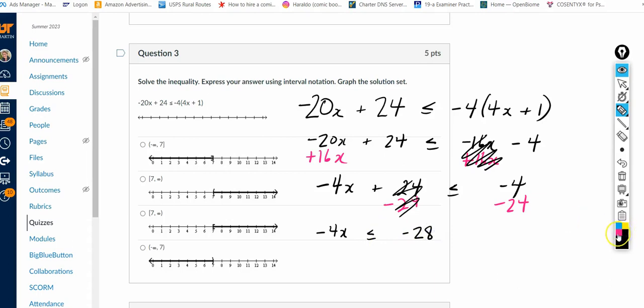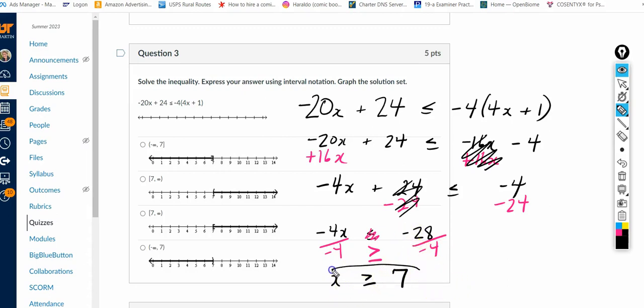Now what I'm going to do to get x by itself is to divide both sides by negative 4. However, when you divide both sides by the same negative number, the arrow flips. So if I'm going to divide both sides by a negative, then the arrow flips. So what I have on the next line is, well, the negative 4's cancel, and I have x is greater than or equal to, and negative 28 divided by negative 4 is positive 7. The negative signs cancel there.